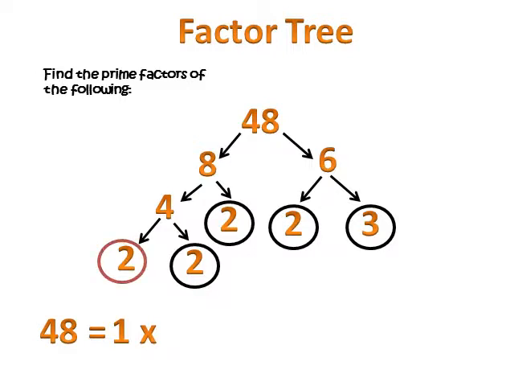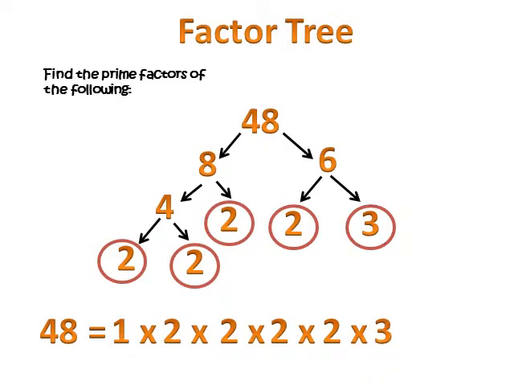You have the first one, the one where the circle turns red, that's 2, and then the next one will be the 2 beside that, and then another 2, another 2, and the last one is 3. Therefore 48 is equal to 1 times 2 times 2 times 2 times 2 times 3. I'd like you to learn how to do this.